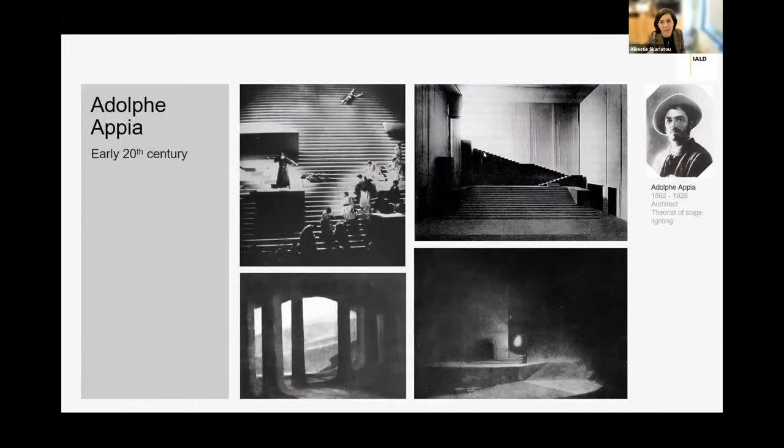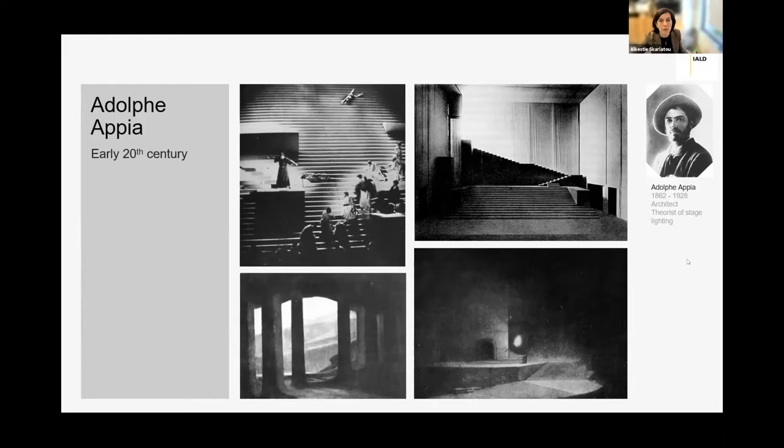Some of the other pioneers of the theater that moved to the transition to the modern, as I was trying to describe before, we're having a look at here. So we all know Adolphe Appia. He was mainly a theorist who illuminated the stage for some of the Wagnerian operas, and he made the breakthrough.